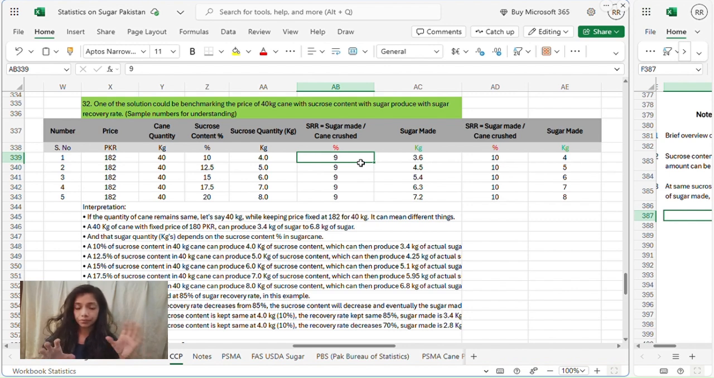Let's say they have 100 kgs of canes, and they crushed 90 kgs of canes, which made the 9% sugar recovery rate. So the sugar they are going to make from that 90 kg of canes will be 3.6 kgs. Right here we got the understanding of how at 9% sugar recovery rate the sugar is going to be 3.6 kgs. But if they had 100 kgs of canes, and they crushed 100 kg of cane, that is going to make 10% sugar recovery rate. So because they have crushed 100 kgs of canes, and the sugar recovery rate as a result came out 10%, the sugar made is going to be 4.